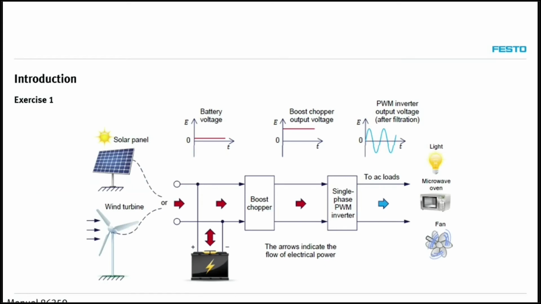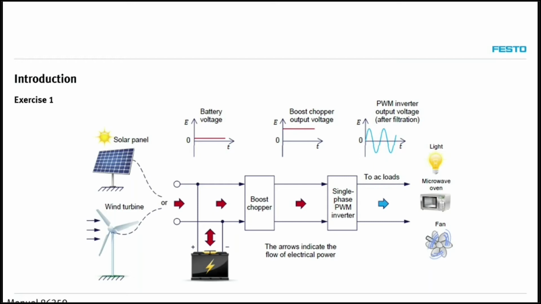This image here is really important because this is the circuit that I have implemented behind me here. So starting from a renewable source, either solar or wind, you will take the output of this device and feed it to a battery, typically through a battery charge controller, which is not shown in the picture here.